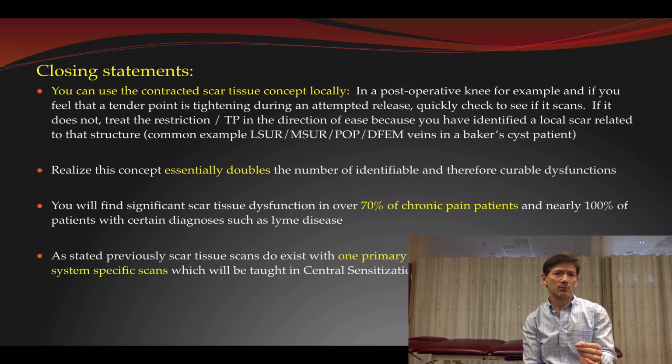This concept that we're giving you today, in the big scheme of things, essentially doubles the amount of identifiable and treatable tender points in the body. Why? Because every single tender point can also have a scar. And it's hard to impart how important that is in a clinical setting, but it will explain a whole lot of the patients that are not responding that are currently on your caseload. You will find scar tissue dysfunction is present in about 70% at least of chronic pain patients as one of the major players in their pain.